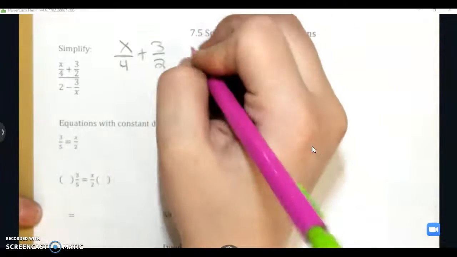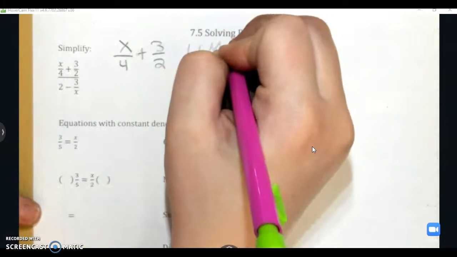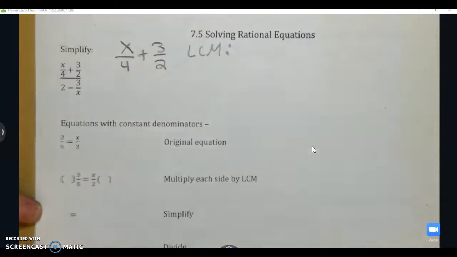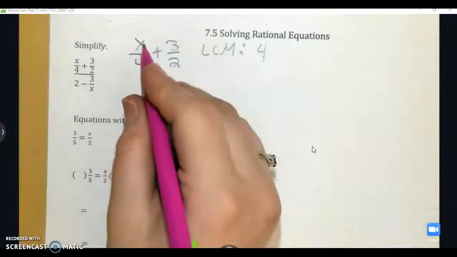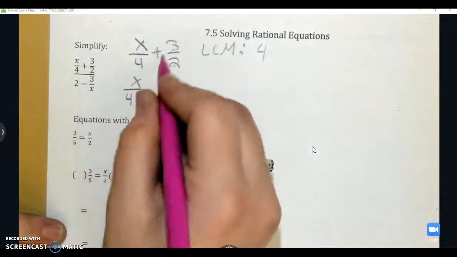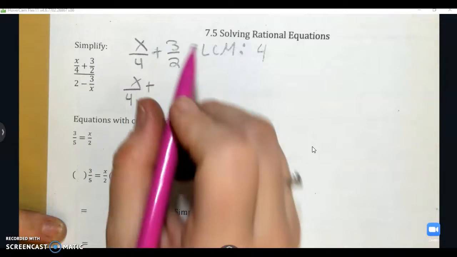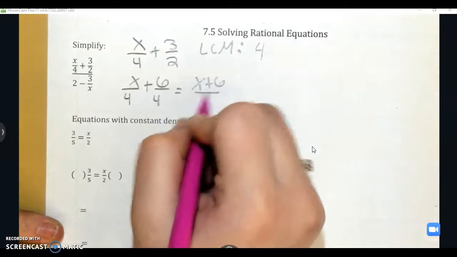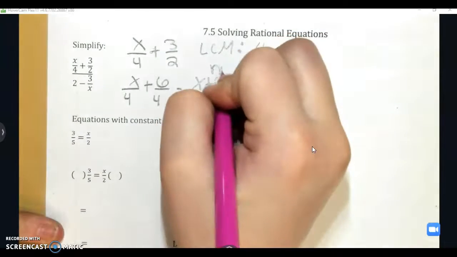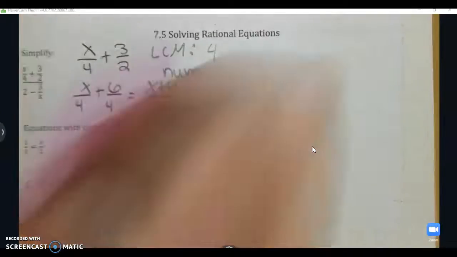So let's look at our numerator first. We need a common denominator. So between 4 and 2, our least common multiple is going to be 4. To make that a single fraction, this already is the denominator of 4's, I multiply the second fraction by 2. And this is now x plus 6 over 4. There is my numerator.